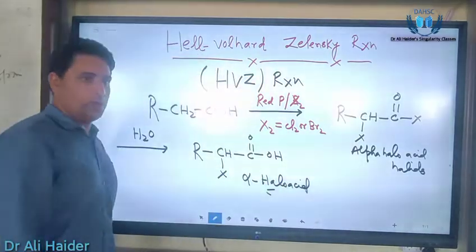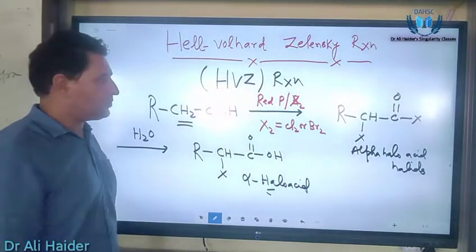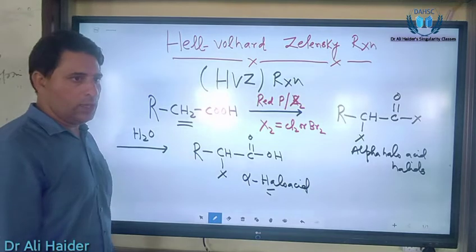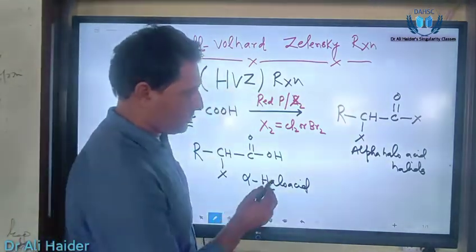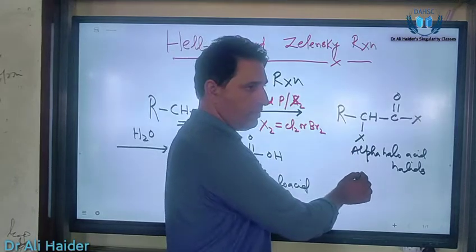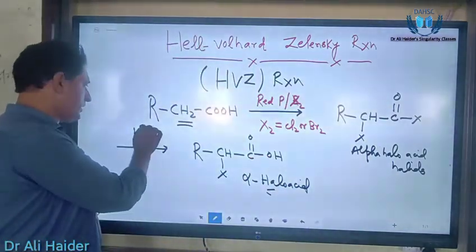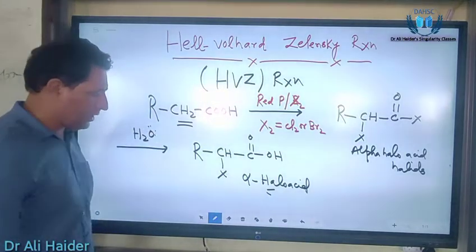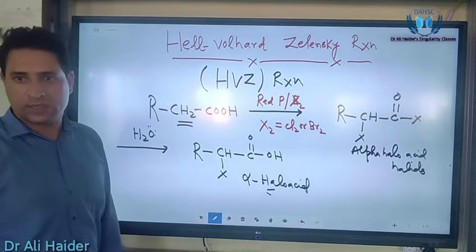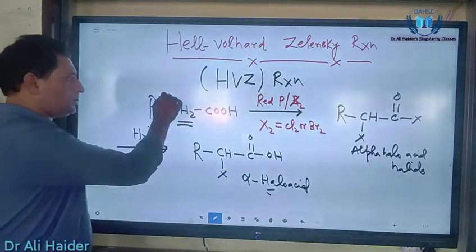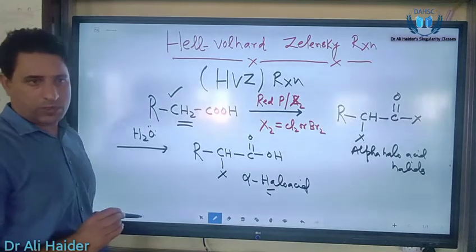So in the first step we take a carboxylic acid and treat it with red phosphorus in the presence of a halogen molecule, which can be chlorine or bromine. We get the alpha halo acid halide, then we treat it with water, and finally we end up with the alpha halo acid. The important condition for this reaction is that the carboxylic acid should possess at least one alpha hydrogen.